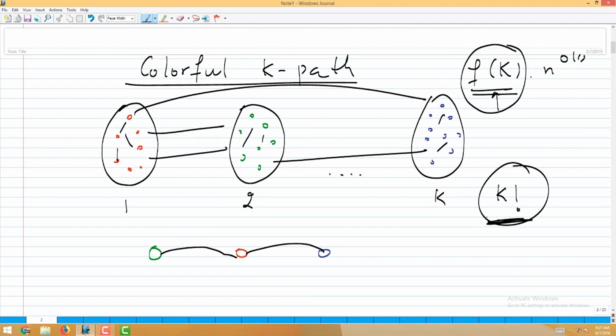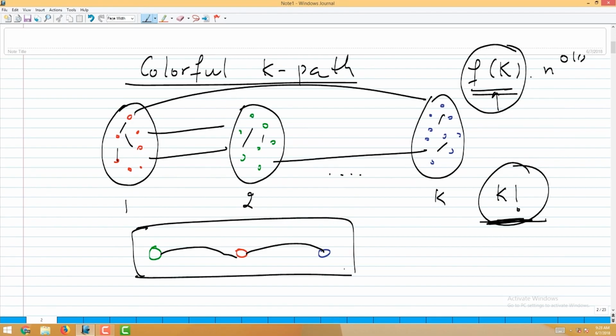So whatever running time we incur to compute such a path that respects such an ordering, that ordering into k factorial time will give us, in that much time we'll be able to solve the colorful k path problem, because we will solve this problem for every possible ordering. So k factorial orderings, and for each ordering, whatever time we take to find a path that respects an ordering.